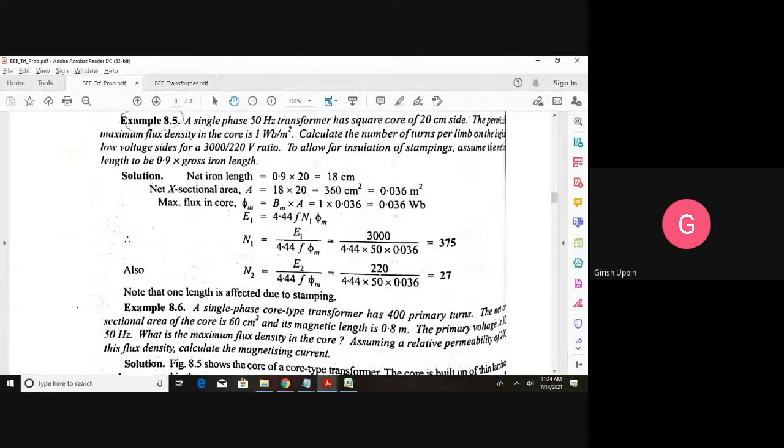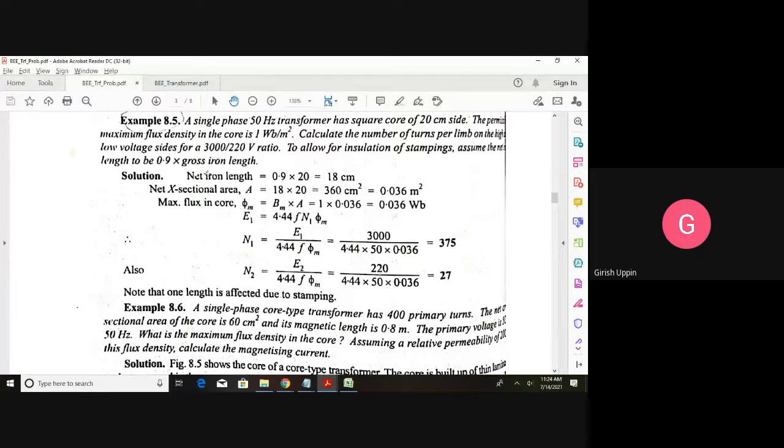Calculate the number of turns per limb on the high and low voltage sides of a 3000 divided by 220 volt transformer. So high voltage side is primary, low voltage side is secondary. We have to find the N1 and N2 values. To allow for insulation of stampings, assume the net area in the length to be 0.9 into gross iron length.